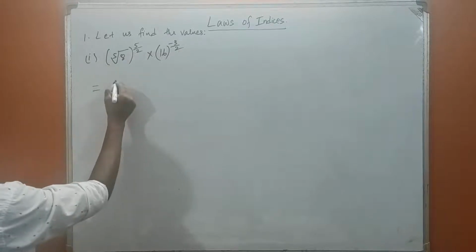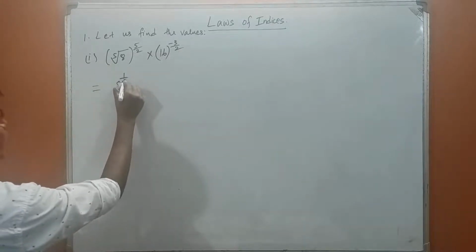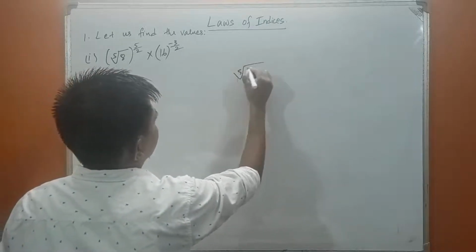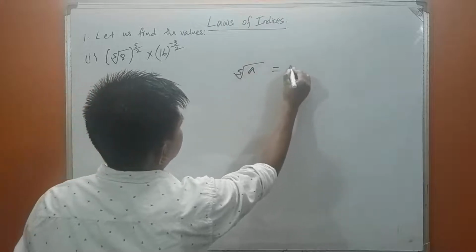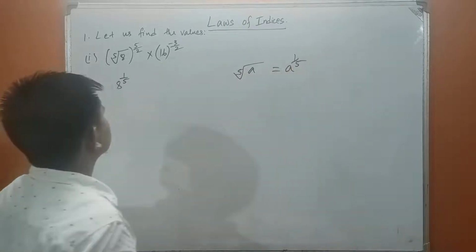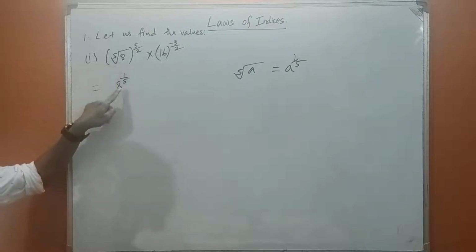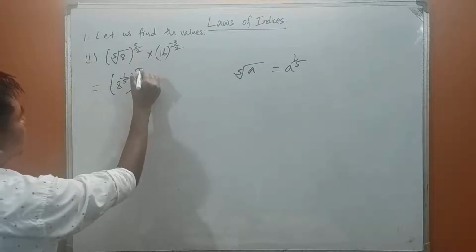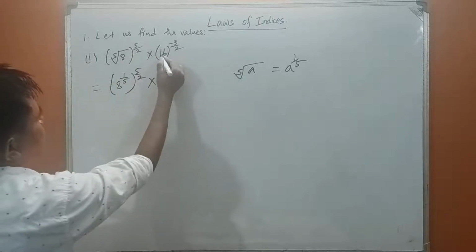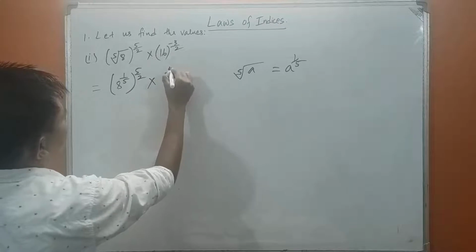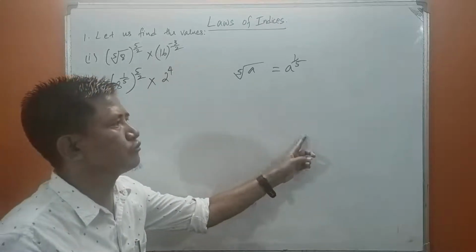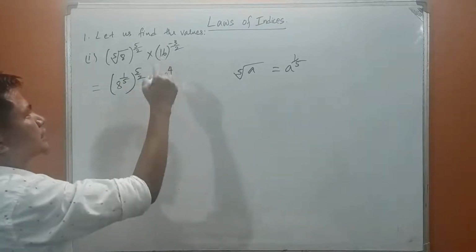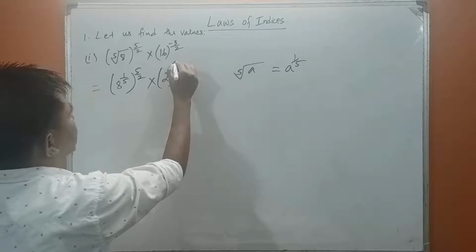Fifth root of 8 means 8 whole to the power 1 upon 5, isn't it? Since I told you earlier, if the number is fifth root of a, then it becomes a to the power 1 upon 5. So fifth root of 8 means 8 to the power 1 upon 5 whole to the power 5 upon 2, isn't it? Into 16, which means 2 to the power 4, okay? 2 into 2 into 2 into 2: 2 to the 4, 4 to the 8, 8 to the 16. So 2 to the power 4 means 16 whole to the power minus 3 upon 2. Okay.